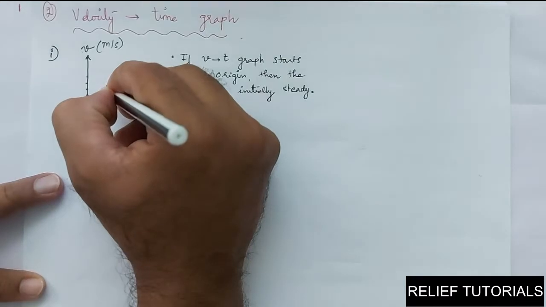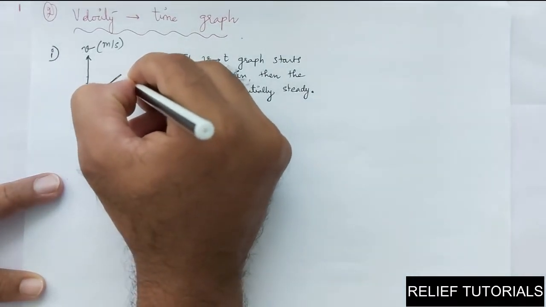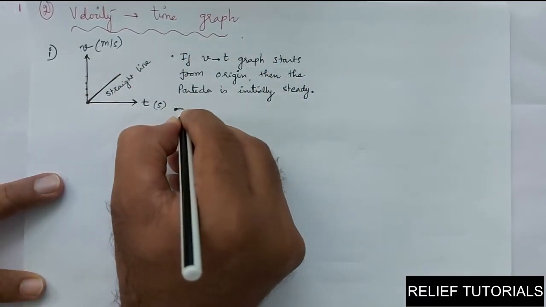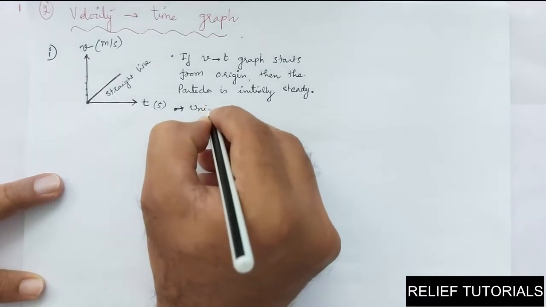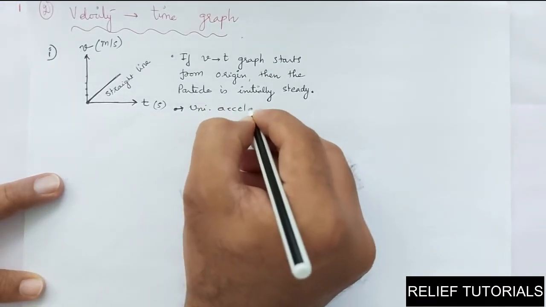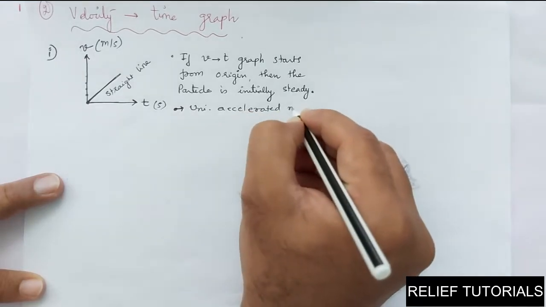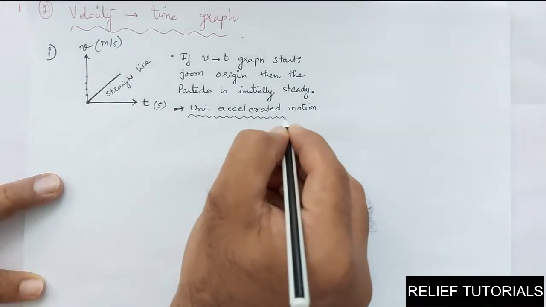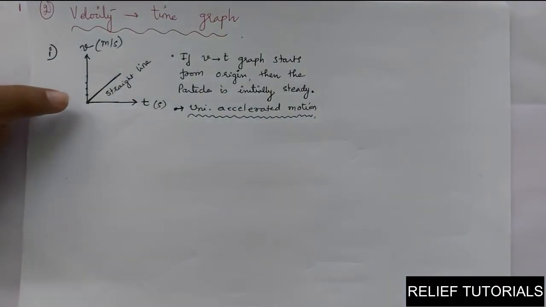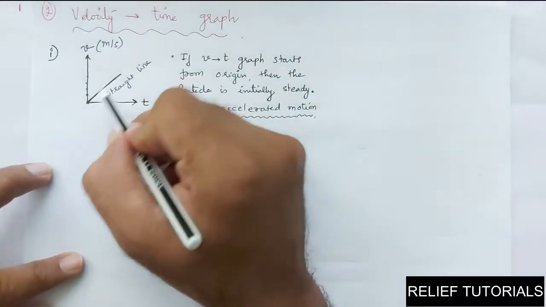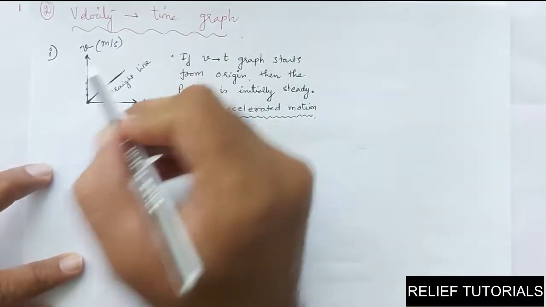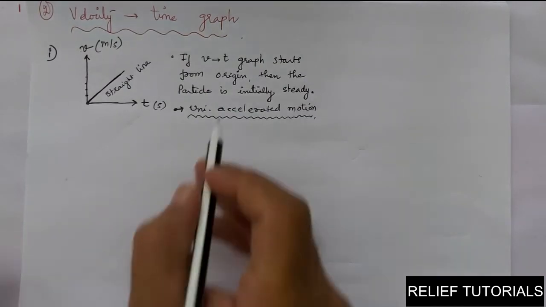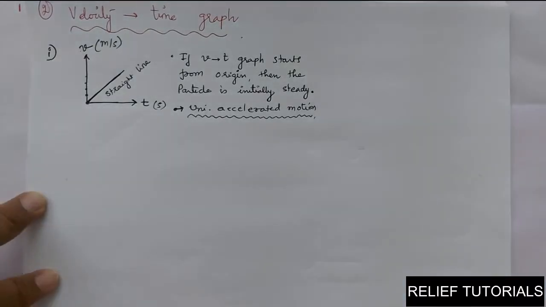So if the graph is a straight line, the nature of the graph is a straight line, so it means the type of motion is uniform accelerated motion. Here the speed changes, and because of the straight line, the change in the speed is also uniform. The rate at which the speed changes is also uniform. That is why it is uniform accelerated motion.